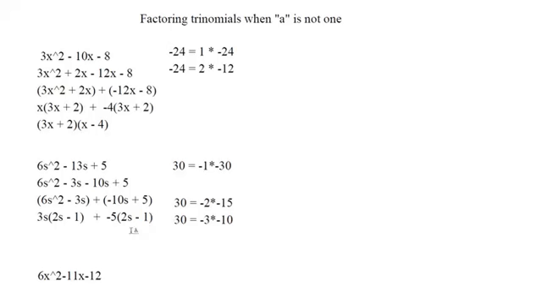And then just like before, we get two parentheses that are the same. Factor out the 2s minus 1. And what's left are the numbers right in front of the parentheses, 3s and negative 5.